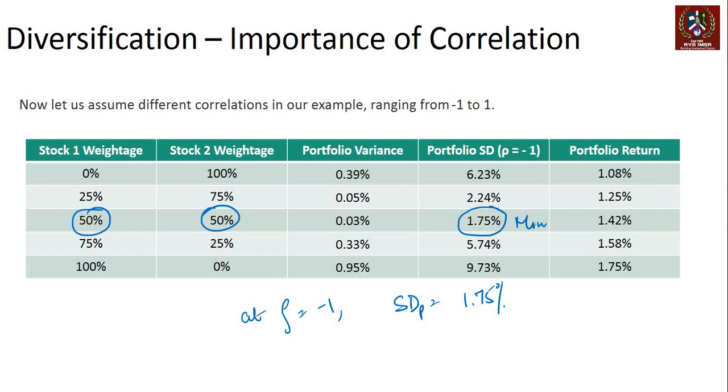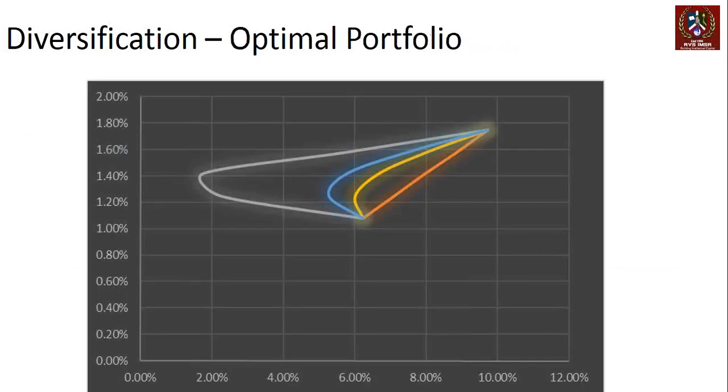So how do we plot all of these together now? If we plot all of these together, this is the curve that we saw at rho equals 1. This one is rho equals 0.37. This one is rho equals 0, and this one is rho equals -1. So rho equal to -1, rho equal to 0, rho equal to 0.37, and rho equal to 1.